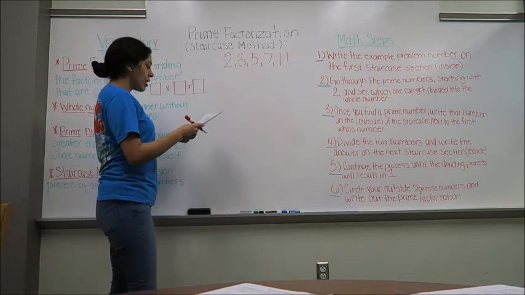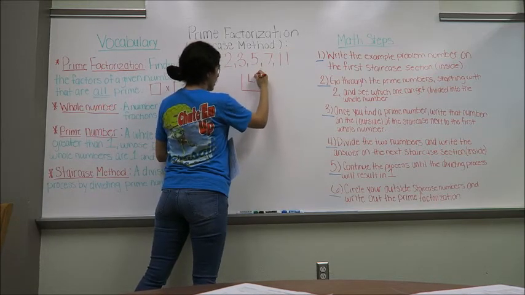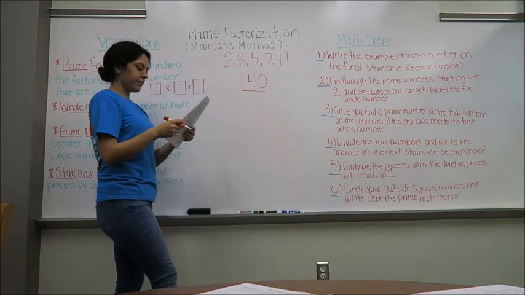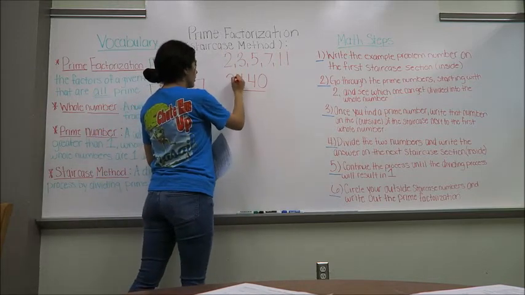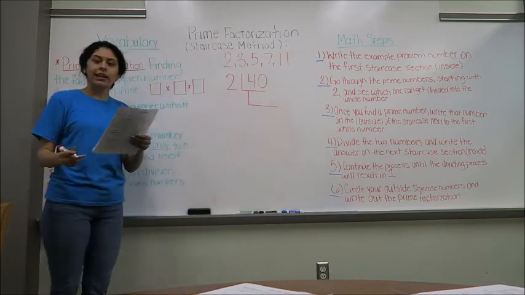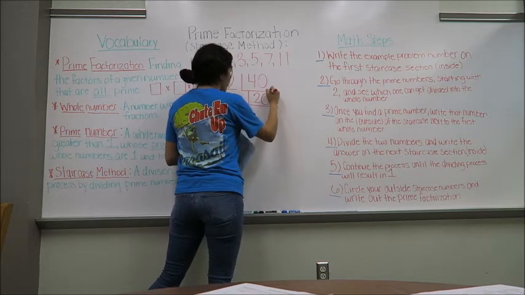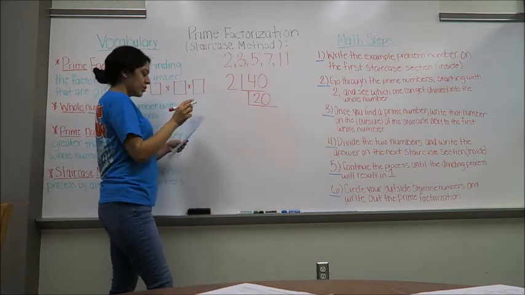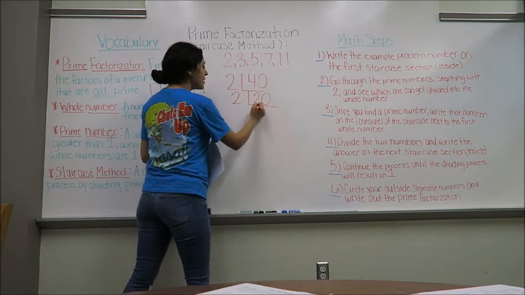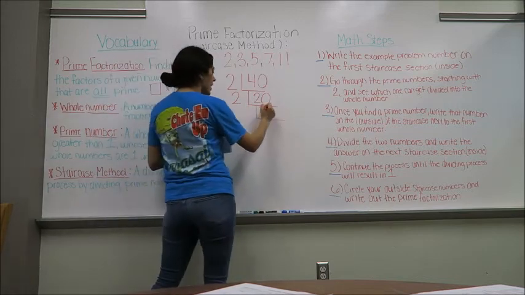Your next practice problem was 40. What prime number can go into 40? 2. It's going to be 2. How many times, class, can 2 go into 40? 20. Good, 20 times. What prime number can go into 20? 2. And how many times does 2 go into 20? 10. 10 times.